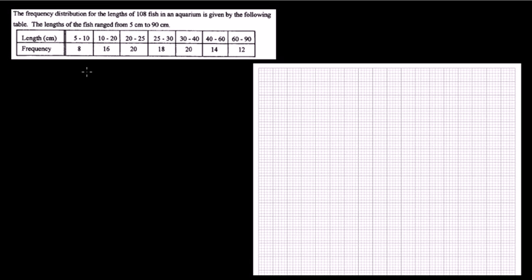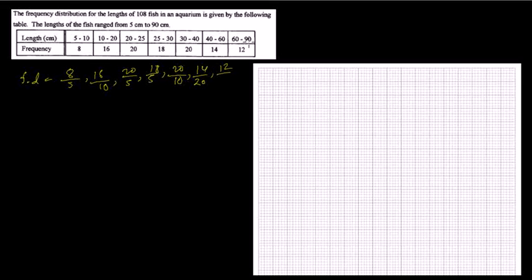Let's start with the frequency density. So FD is going to be frequency divided by class width. Now here you don't have to do 10.5 minus 4.5 or anything. You just have to subtract. 10 minus 5 is 5. Frequency 16 by 20 minus 10 is 10. Very straight. 20 divided by 25 minus 20 is going to be 5. 18 divided by class width is 30 minus 25 is 5. Then 20 divided by 40 minus 30 is 10. 14 divided by 60 minus 40 is 20, and 12 divided by 90 minus 60 is 30.